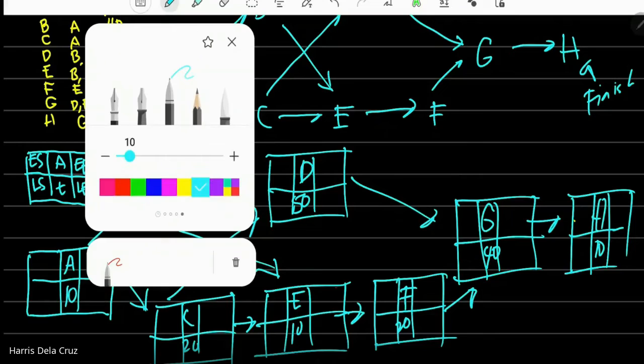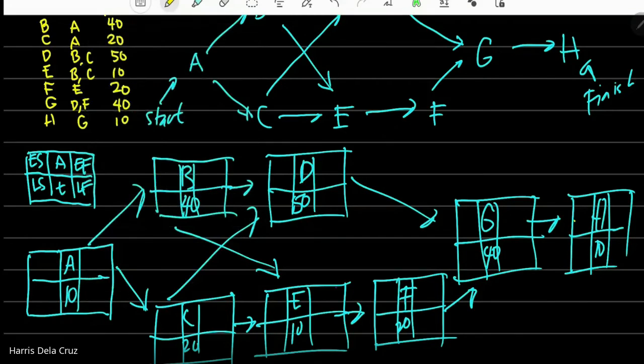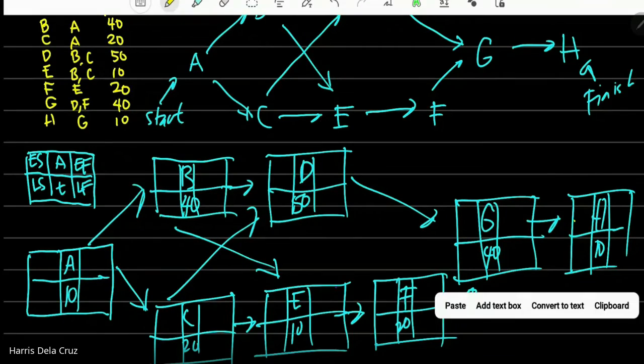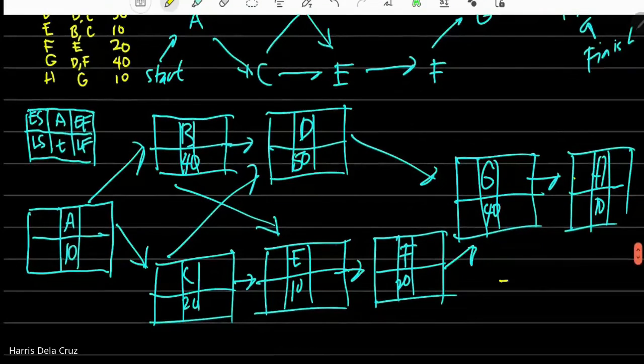Okay, so dalawa yung gagawin nating pass. We need a forward pass. So, forward pass pa rin yan. So, para hindi tayo malito, pinalitan ko yung kulay. Now, the earliest possible start ng A is 0. Kasi yun yung starting eh. So, doon mag-start yung time.